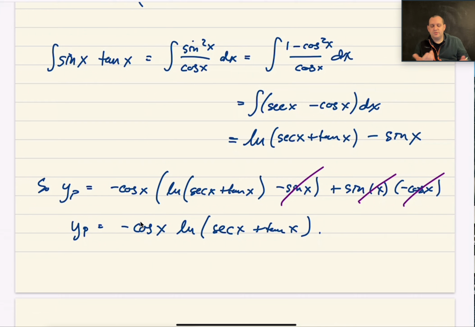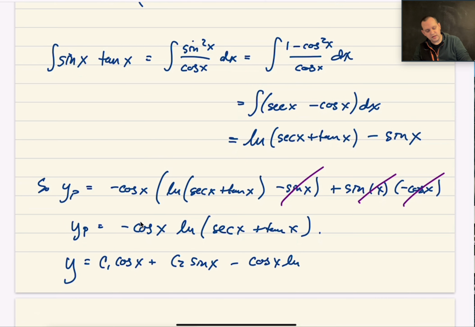That's our particular solution, and finally, one small step past that is the general solution. We're going to get c1 cosine of x plus c2 sine of x plus the particular solution, which is minus cosine of x natural log secant of x plus tangent of x. And there we are. Okay, so definitely a lot more complicated, a lot more involved than what we were doing previously. So that tangent of x, even though it involves sine and cosine, is still significantly harder than what we were doing before.